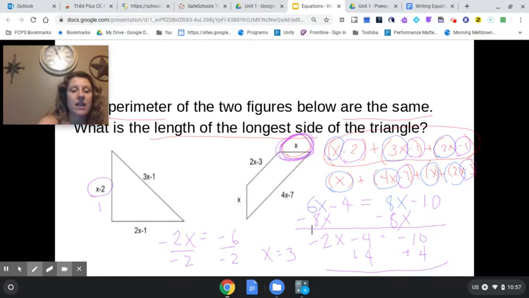If we look here, 2x minus 1, that means 2 times x minus 1, or 2 times 3 minus 1. That gives me 5. And then the last side of that triangle, 3x minus 1, that means 3 times 3 minus 1, and that gives me 8. So if I look, I'm looking for the longest side, and that is 8. So 8 is the longest side of the triangle.